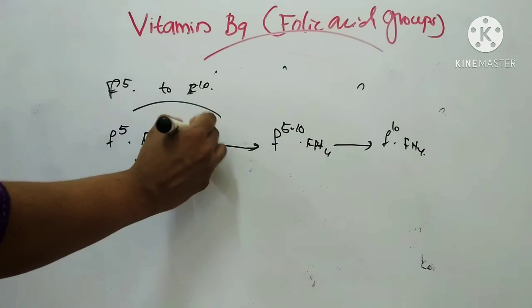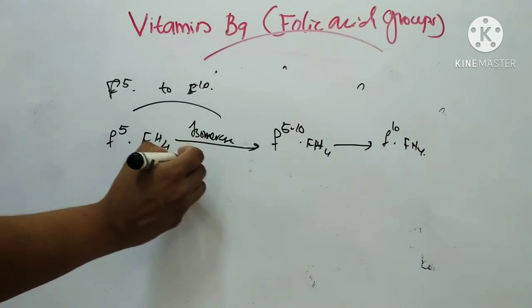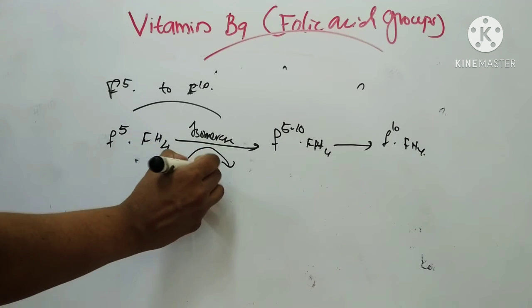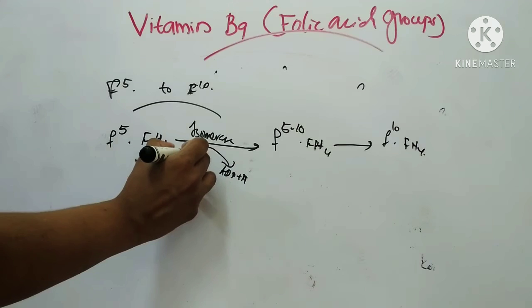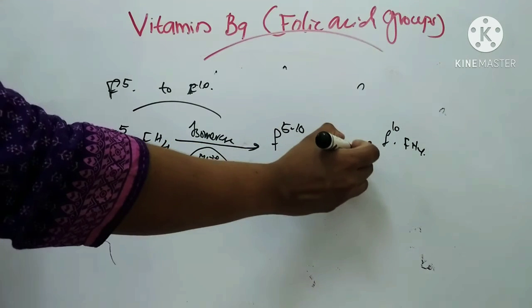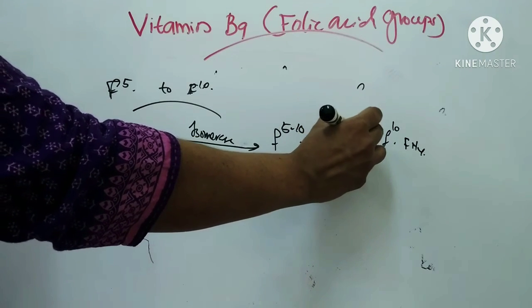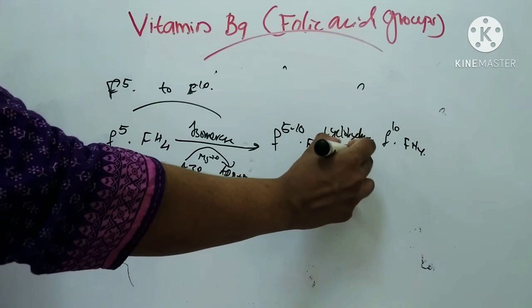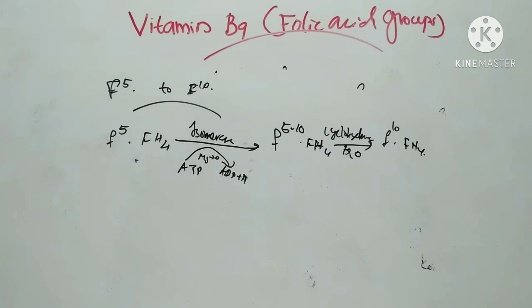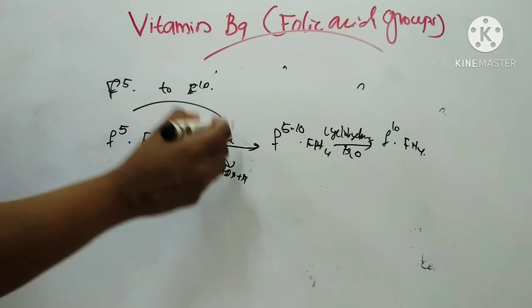The first step is by the enzyme isomerase, with one ATP going to ADP plus Pi, with Mg2+. The second reaction is catalyzed by the enzyme cyclohydrolase, with one molecule of water. This is the conversion of F5 to F10FH4. That means F5 can be converted to F10 by the action of an enzyme system, 4-methyl tetrahydrofolate isomerase.